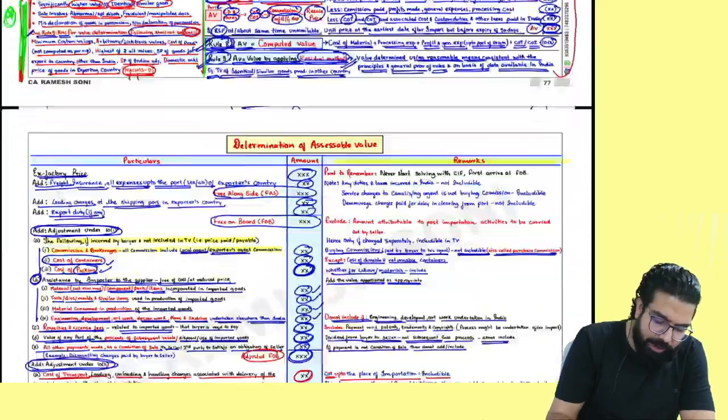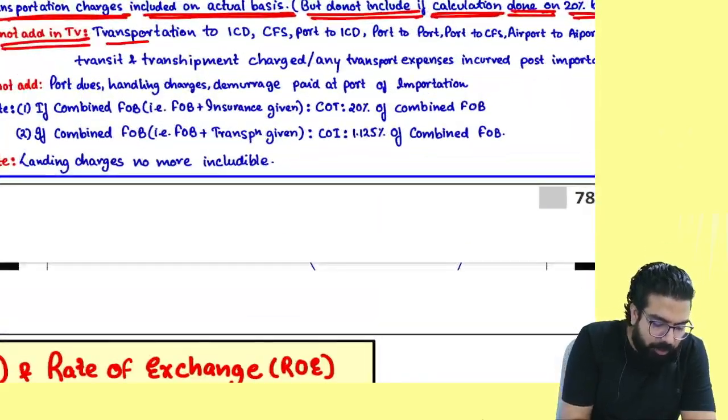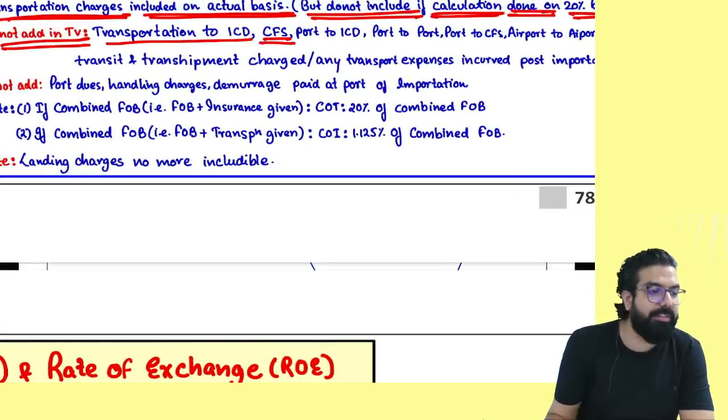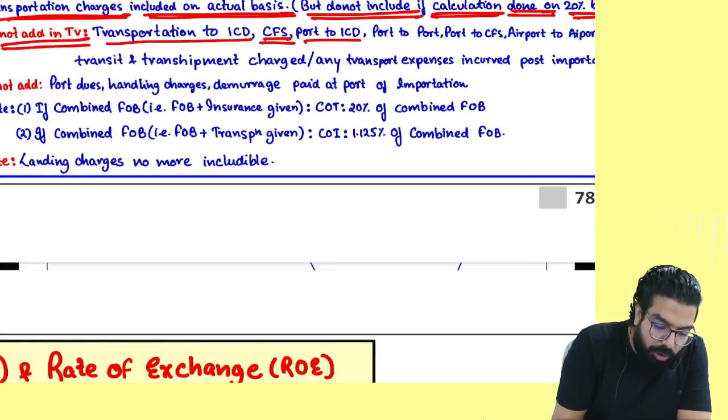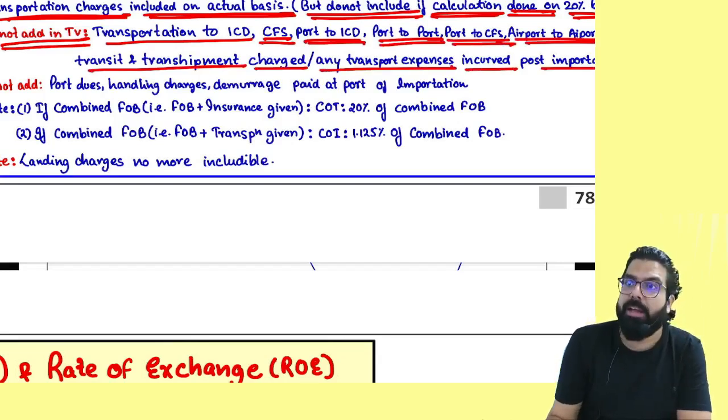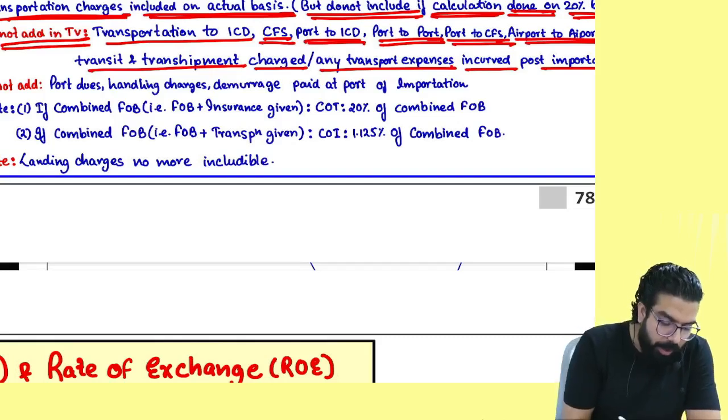They have simply clarified over here saying, sir, transportation to ICD, inland container depot, transportation to CFS, container freight station, port to an ICD, port to port, port to CFS, airport to airport, etc. Transit, transshipment charges, any transport charges post importation are not to be included. People, now listen to me very carefully.